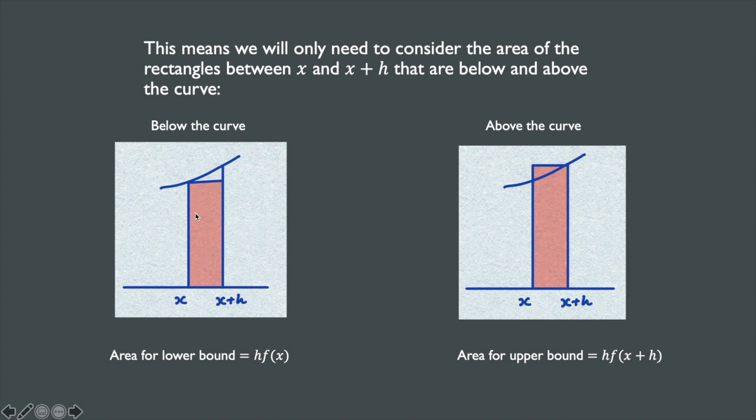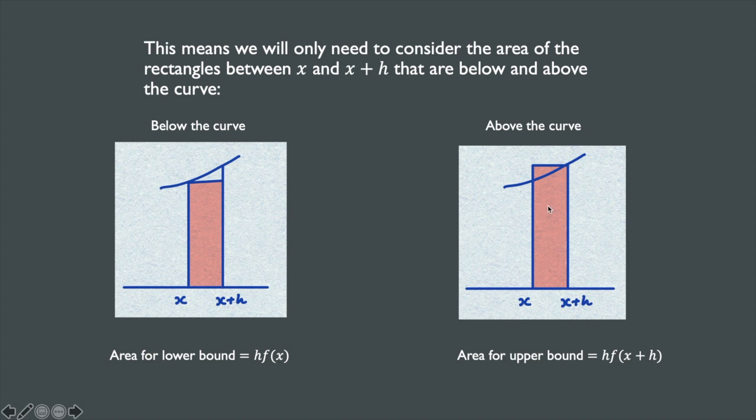So below the curve, for the area of our lower bound, we've got this rectangle between x and x plus h, and in order to work out its area, we're just going to take the base of this rectangle and multiply it by its height. So its base is going to be this distance here from x to x plus h, which is h, and then the height of this rectangle, which happens to be the height of this function at a value of x. So that is f of x. So the area for the lower bound will be h times f of x, being lowercase f of x.